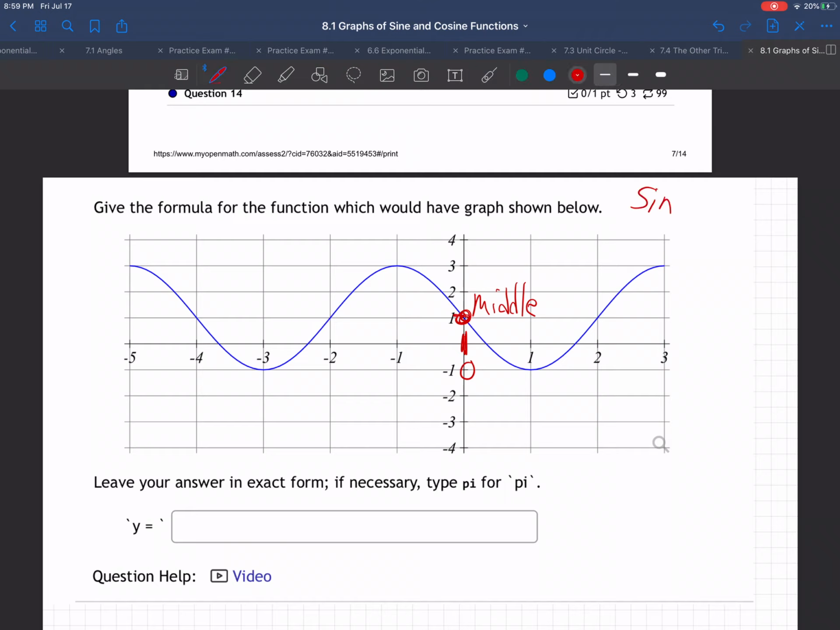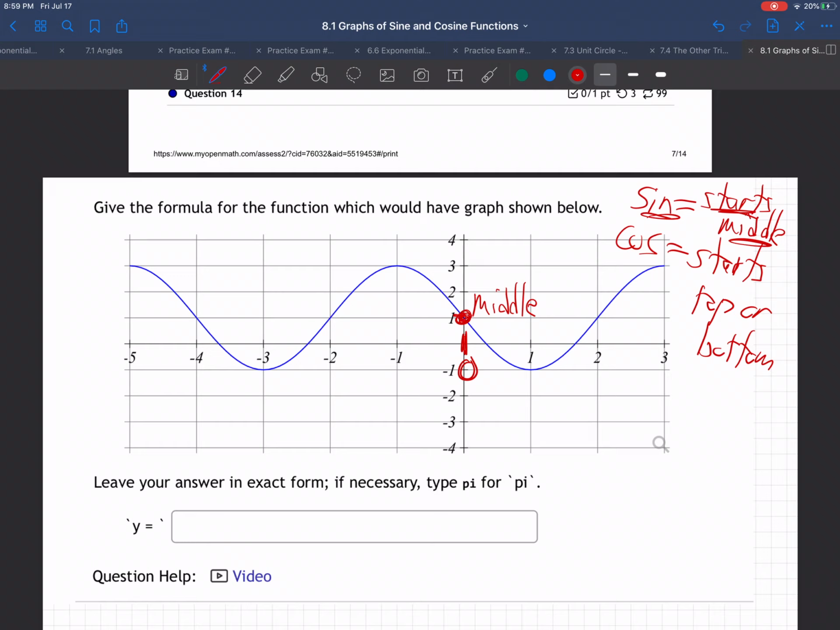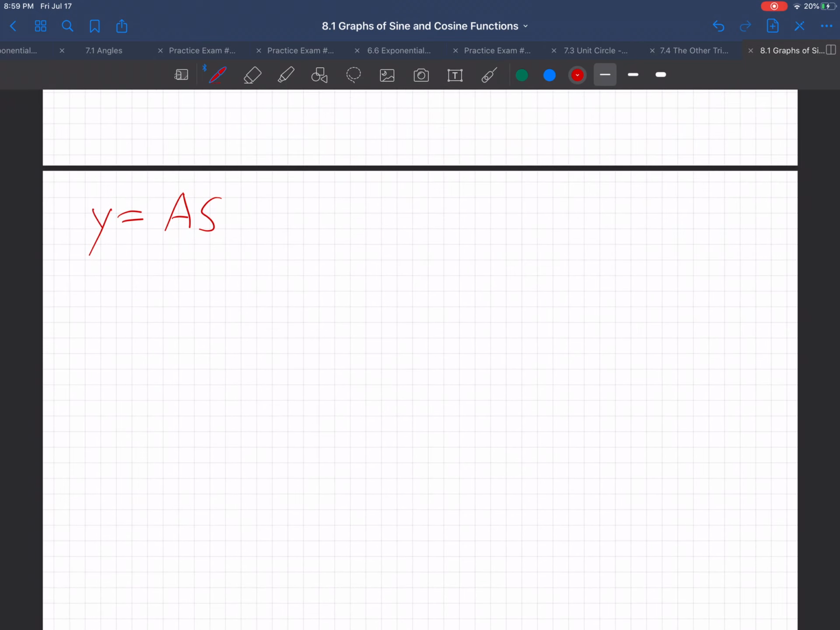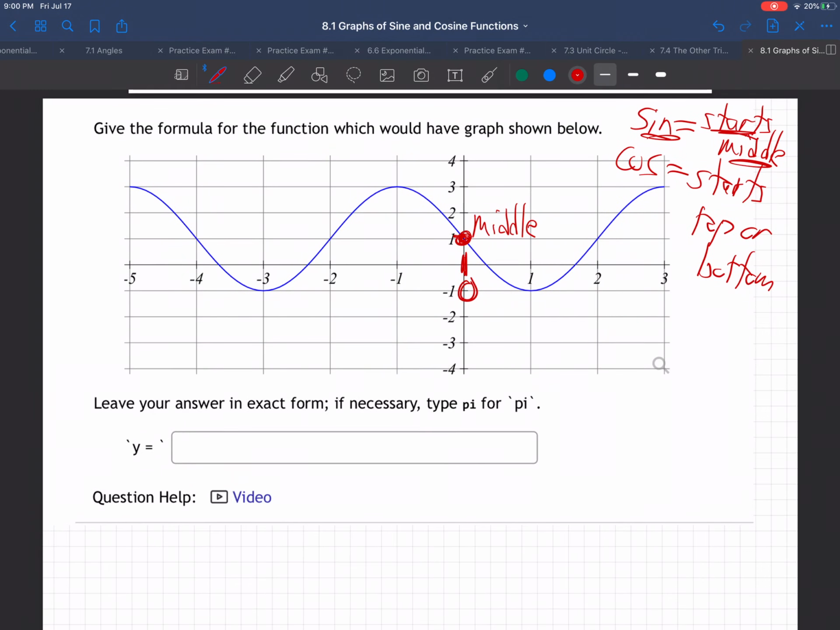So sine starts in the middle, whereas cosine starts at the top or the bottom, depending on whether it's positive or negative cosine. So sine starts in the middle. So this is a sine graph because it's 0 in the middle line. It starts in its middle. If it was starting up here and going down and up, then that would be cosine, right? So this one starts in the middle. So this is y equals a sine(bx plus c) plus d. So let's find the various pieces here.